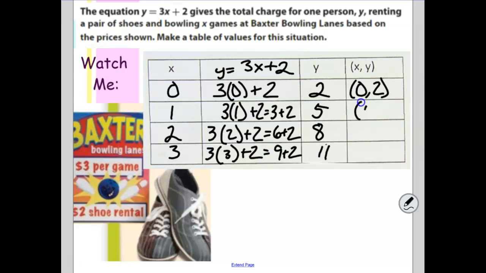And I can use these to give me some xy coordinates, which I could turn around and use to make a graph. So 0 games would cost me $2 to sit in the bowling alley. 1 game would cost me $5. 2 games would cost me $8, and 3 games would cost me $11.